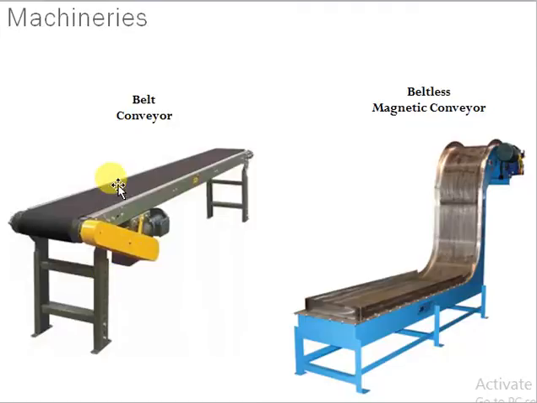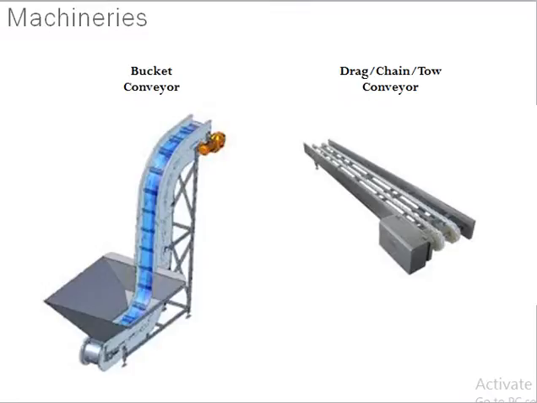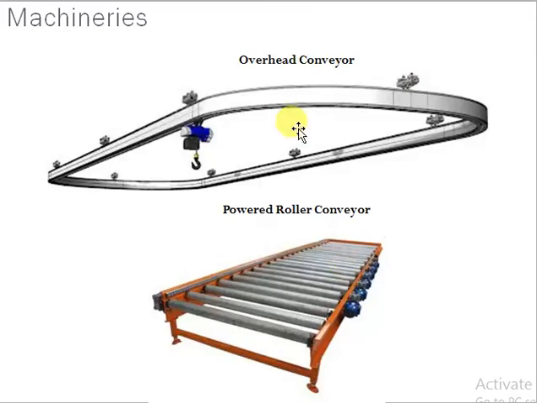Then this is a conventional or simple belt conveyor. This is a beltless magnetic conveyor where magnets move at the bottom of this plate, and the magnetic action will separate the magnetic and non-magnetic material on this type of conveyor. Then this is the bucket conveyor. This is the drag chain and tow conveyor. This is the overhead conveyor.